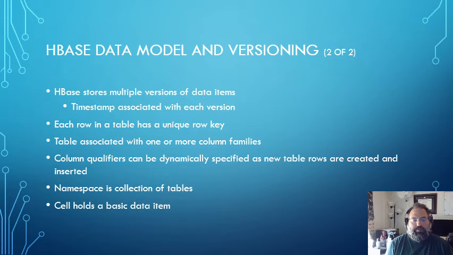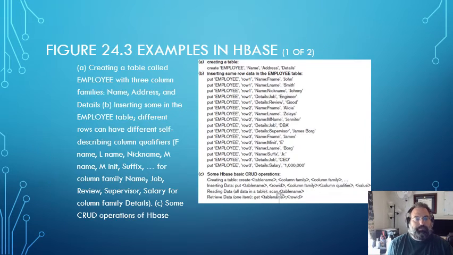HBase stores multiple versions of data items. There's a timestamp associated with each version. Each row in a table has a unique row key. The table is associated with one or more column families. Column qualifiers can be dynamically specified as new table rows are created and inserted. A namespace is a collection of tables. Cells hold the basic data items.